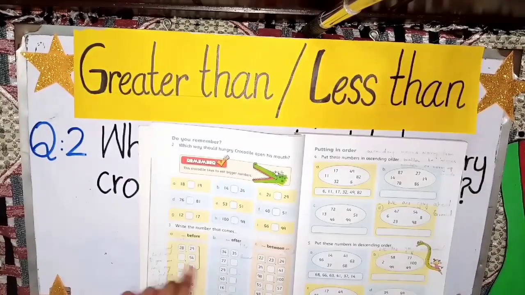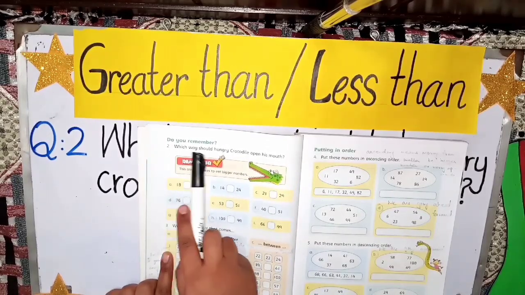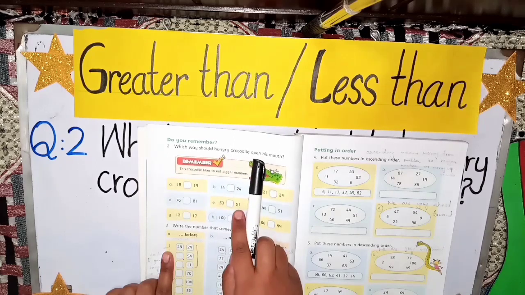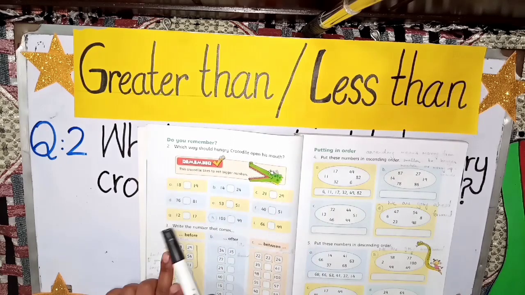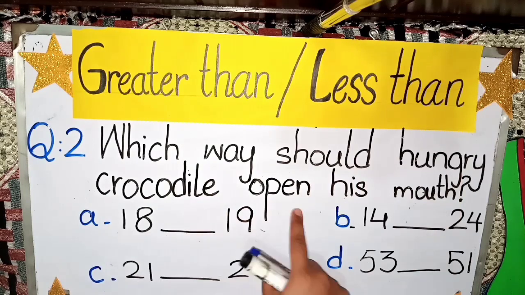Okay children, there is a question from your book page number 2. The question is, which way should hungry crocodile open his mouth? I will write a few examples from this page on the board, then we will solve it. Students, there is a question, which way should hungry crocodile open his mouth? So let's apply the signs.